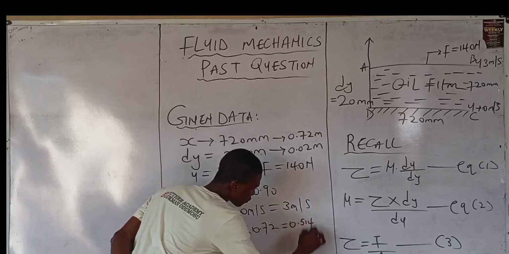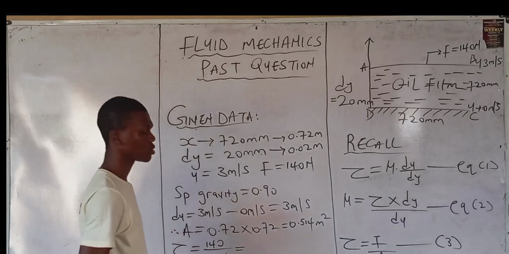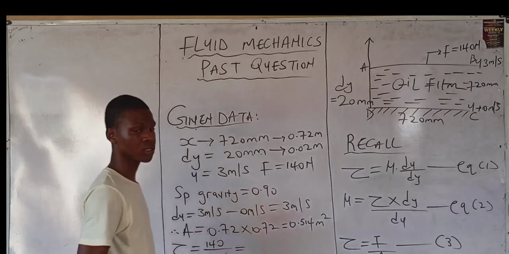Alright, let's substitute the value of the force and area into equation 3. Then from equation 3, we have that shearing stress is equal to the force, which is 140, divided by area, 0.514. This gives us 270.06 Newton per meter square. This is the shearing stress acting on the surface of the fluid.